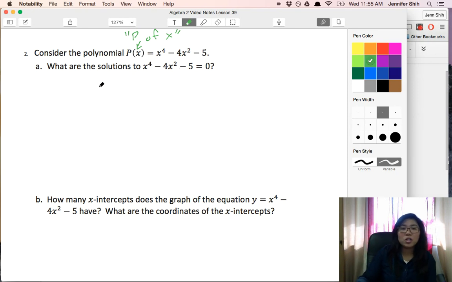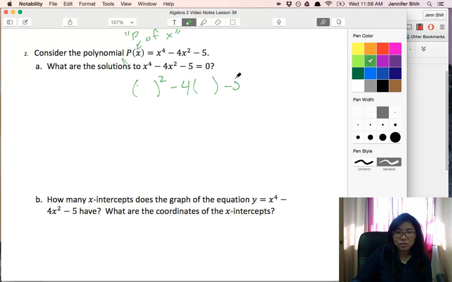What are the solutions? Okay, so when you come across this, it kind of looks like a quadratic, and we might be able to use the quadratic equation, which would work in this situation, almost. Or you would factor, but then how do you factor x to the fourth? What I think is, if I did something to the second power minus 4 times something minus 5 is equal to 0.